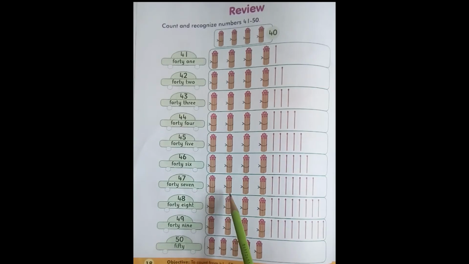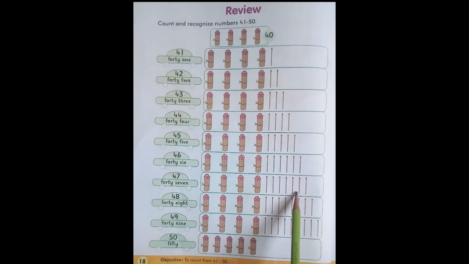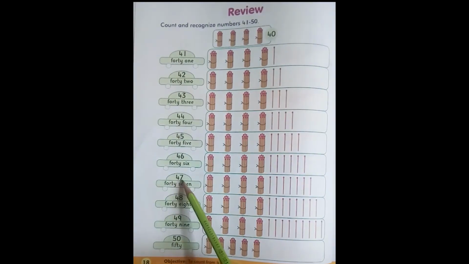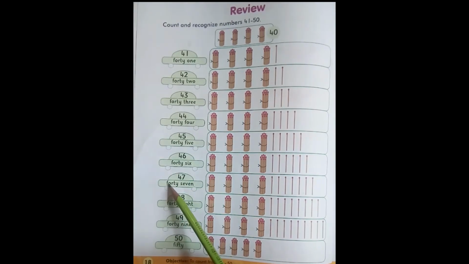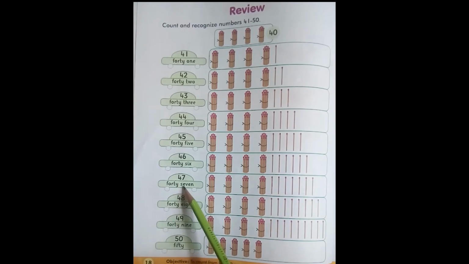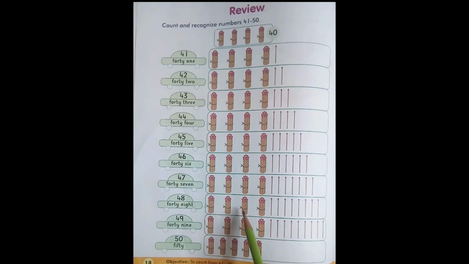These are 4 bundles of 10 make 40 and 7 matchsticks. So this is 47. F-O-R-T-Y 40. S-E-V-E-N 7 47.